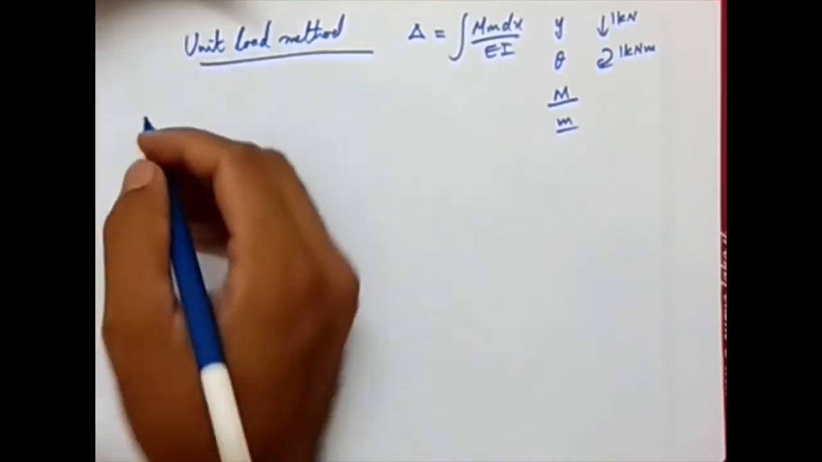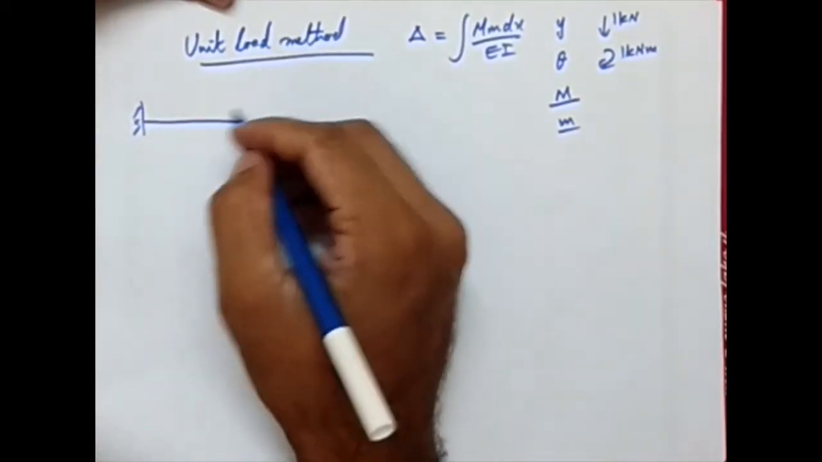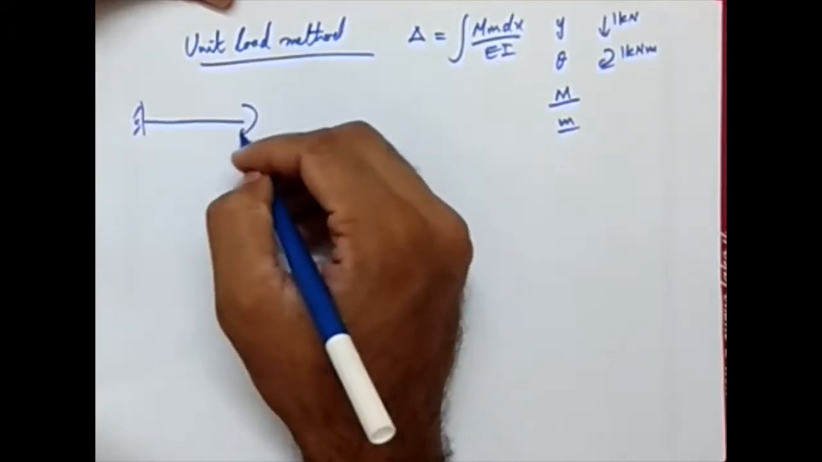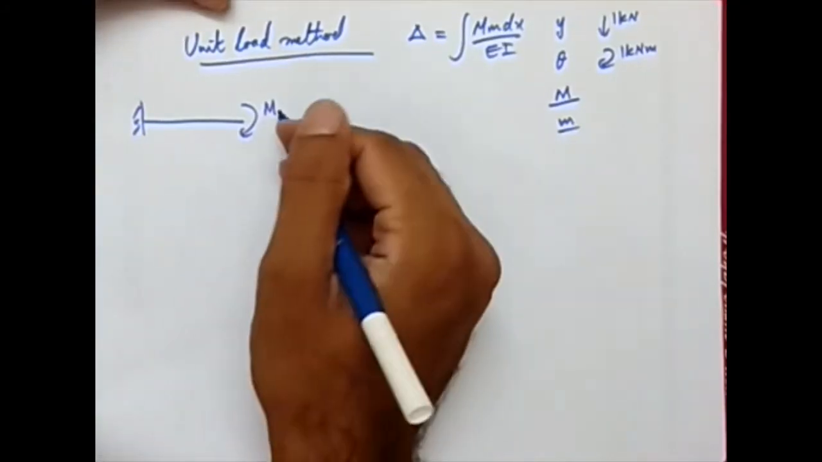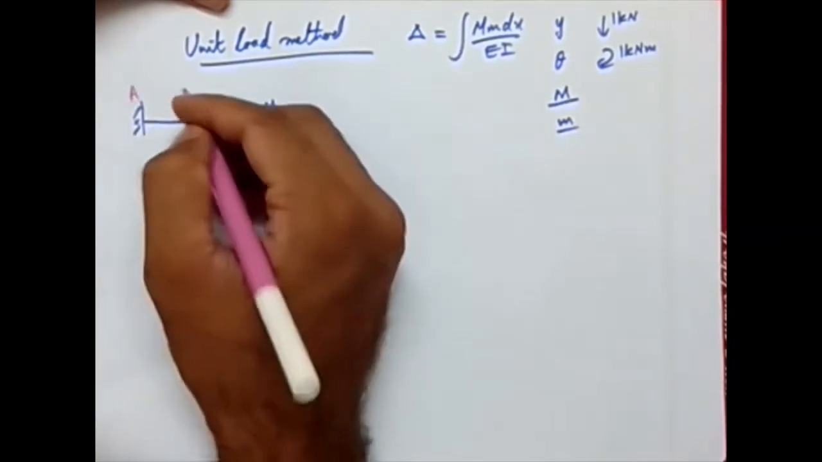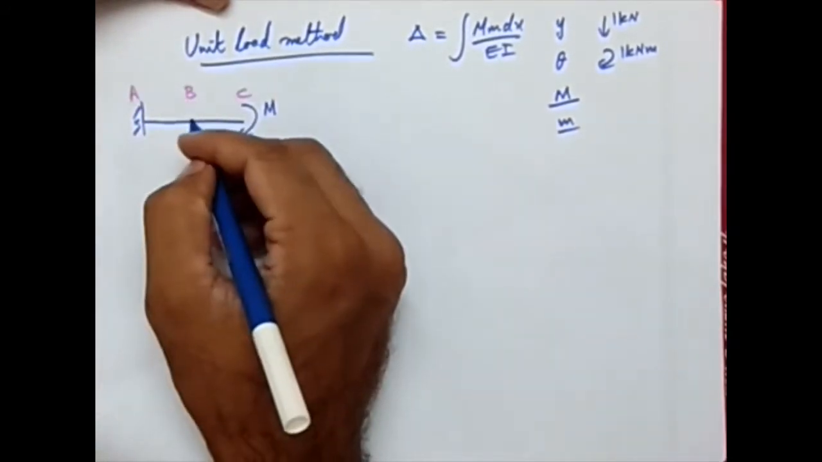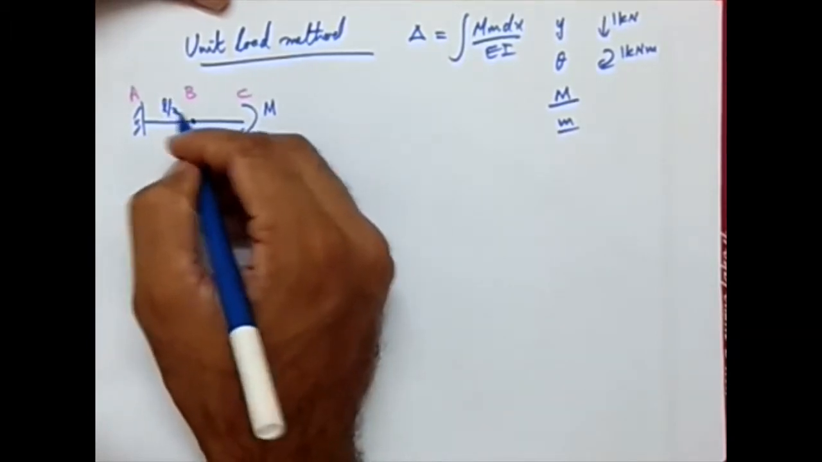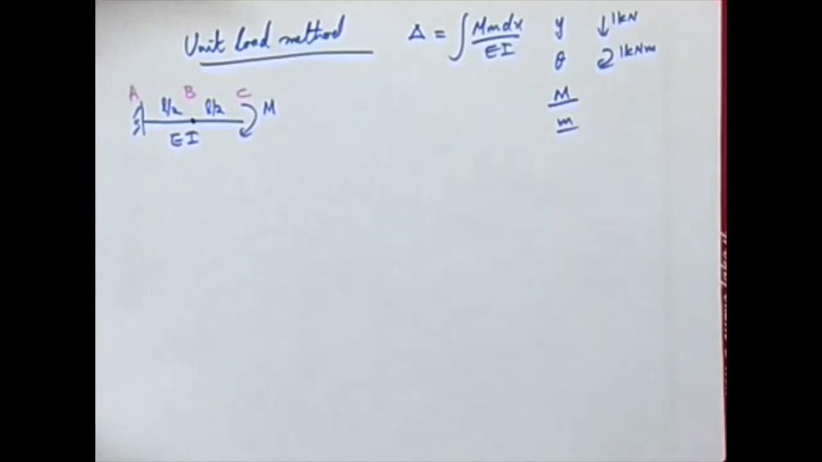So we are taking a sample problem. Here we have a beam which is acted upon by a moment M at the end. Say we have 3 points, A, B and C. This is L by 2, L by 2. Let the EI value be constant.